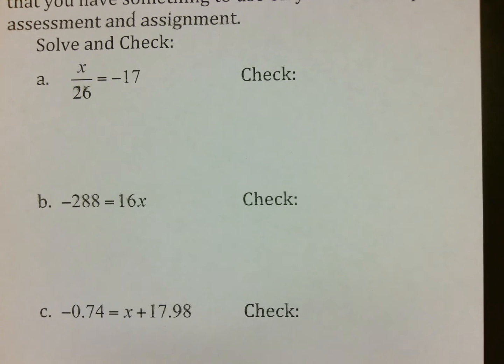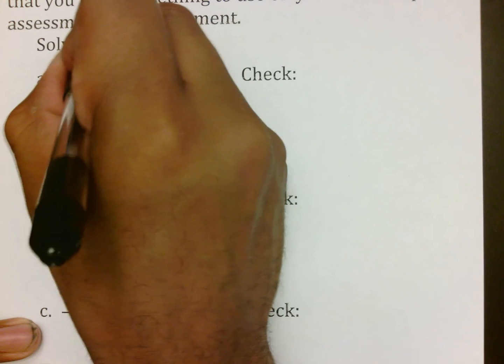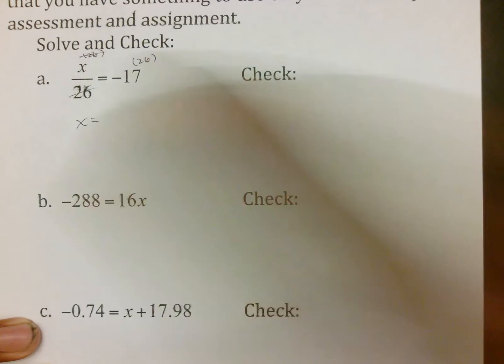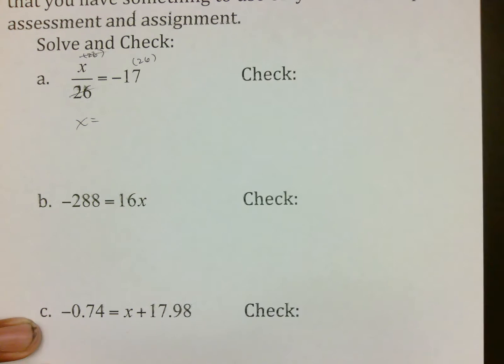It's only 4 questions, but just make sure you are writing down what you're going to actually have on this part. So if you see something like this, x over 26 equals negative 17, of course you probably know we're going to multiply both sides by 26. Those two things cancel out. We end up with x equals negative 442.